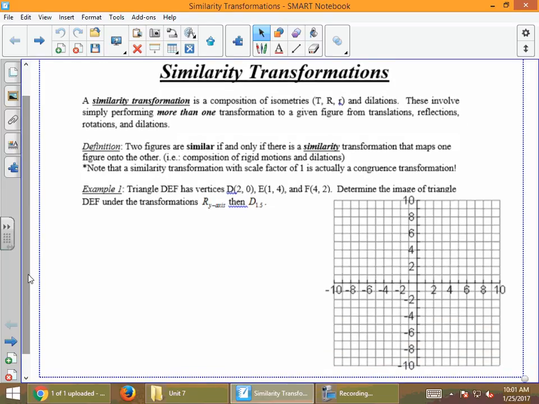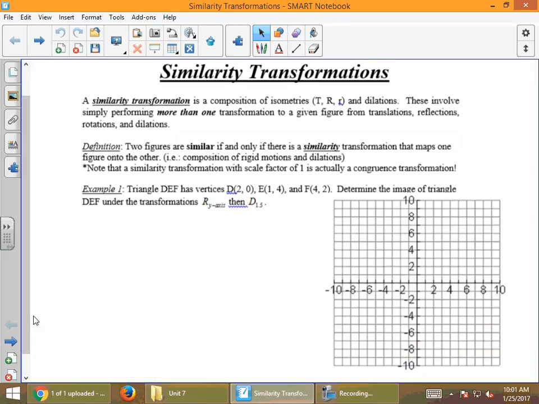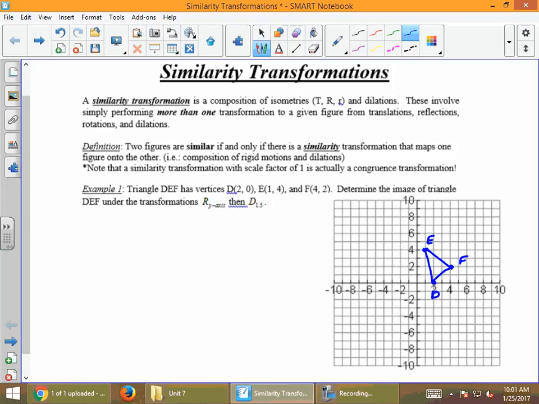So we look at this first example, we have triangle DEF. Let's go ahead and plot those points. 0, 1, 4, and 4, 2. There's our pre-image. We want to take this triangle and undergo these transformations. What's the first transformation we're doing?